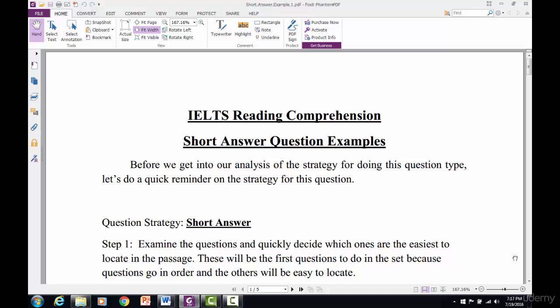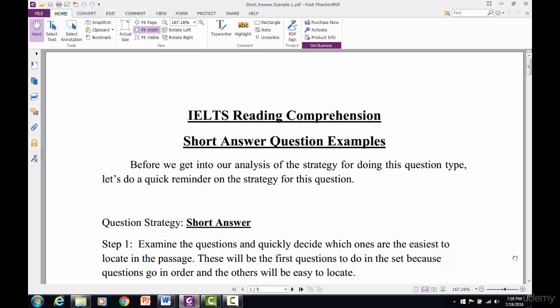All right. So now let's move on to our examples for the short answer question. The short answer question is similar to the fill in the blank question in that it goes in order. So after number 4, you'll find number 5, and after number 5, you'll find number 6. That's what's great about the short answer questions: they go in order.